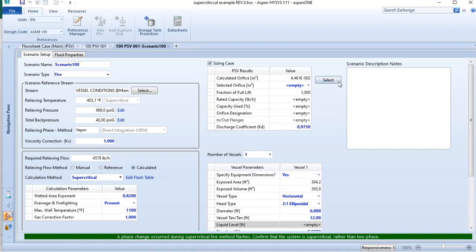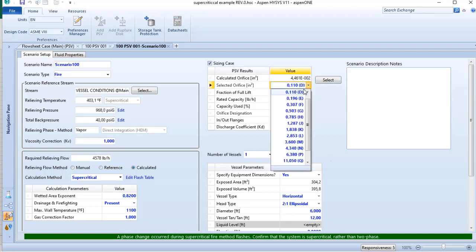Verify that I can let Aspen HYSYS suggest the orifice size for my fluid based on the API standard. Although I have slight differences between the calculations, in fact, the smallest size for the orifice is 0.1. So in any one of these calculations, I will get the same orifice result.